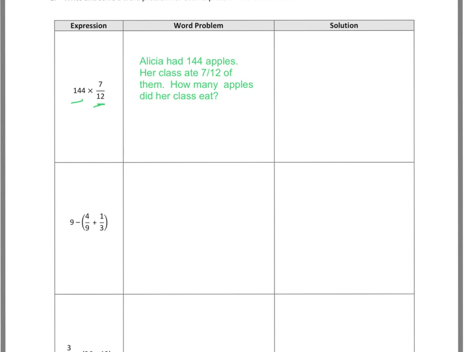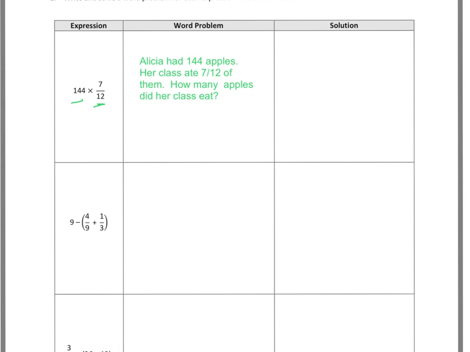So there's my word problem. Alicia had 144 apples. Her class ate 7/12 of them. How many apples did her class eat? So I want to know what is 7/12 of 144.